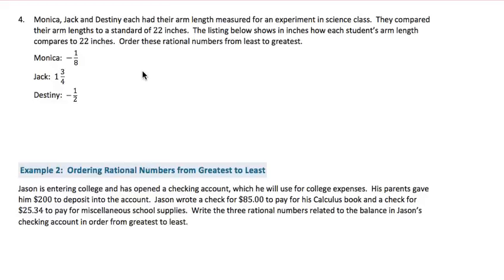Now, to order those numbers from least to greatest, we need the number that is furthest to the left, which would be negative 1/2. And then our other negative number. And finally, the positive number, 1 3/4, would be the greatest.